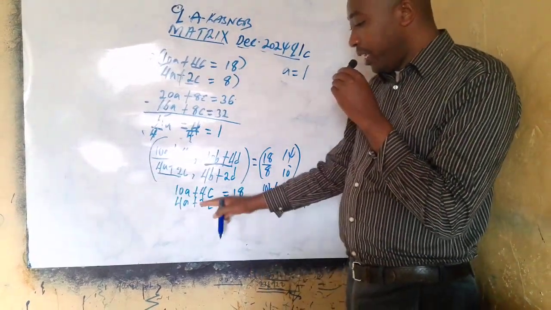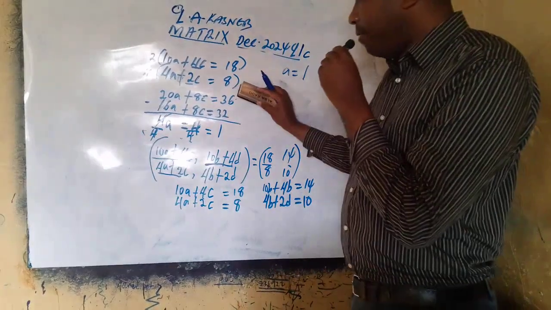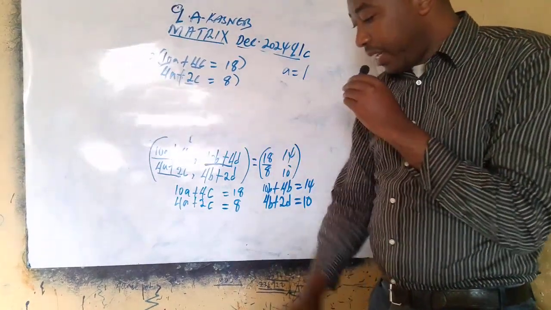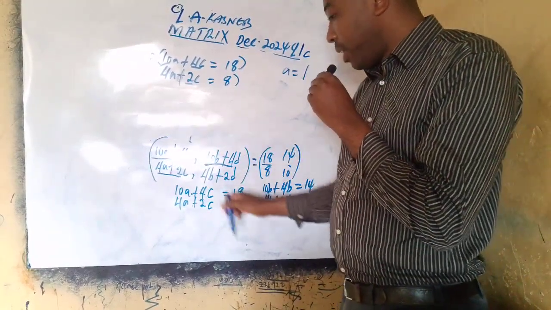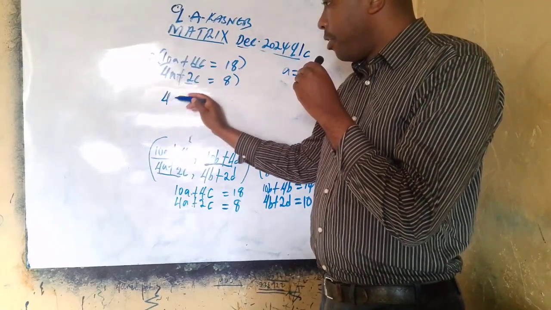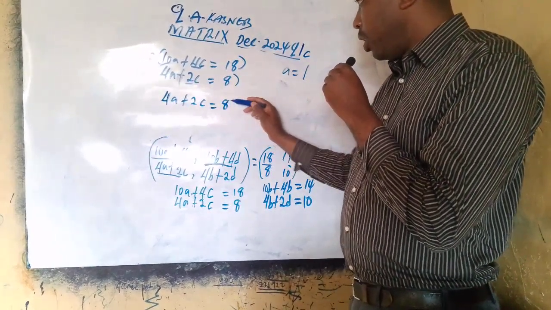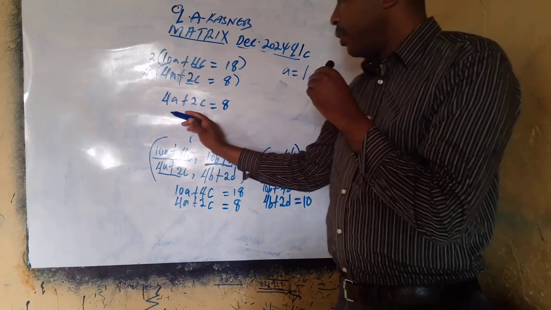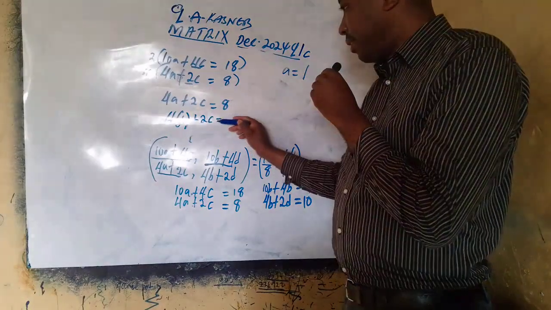We now compute the value of c. For the value of c, we can use either the first equation or the second equation, and the answer will be the same. Let's use the second equation, for example. We have 4a plus 2c is equals to 8. Wherever we have a, we put 1. So 4 times 1 plus 2c is equals to 8.